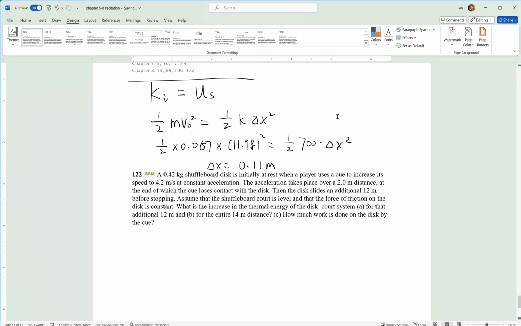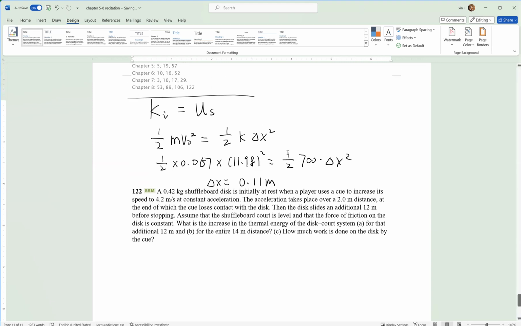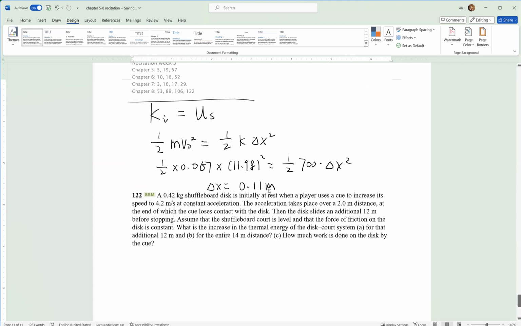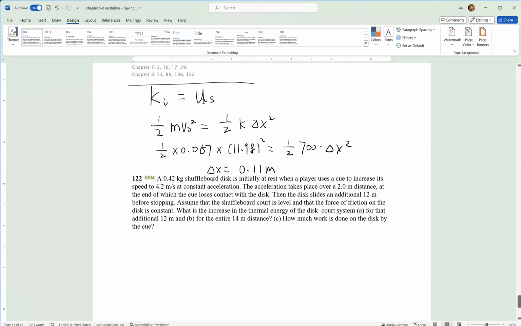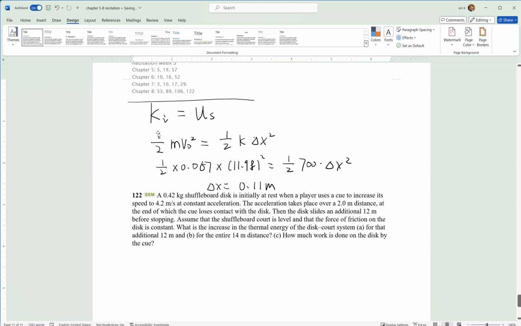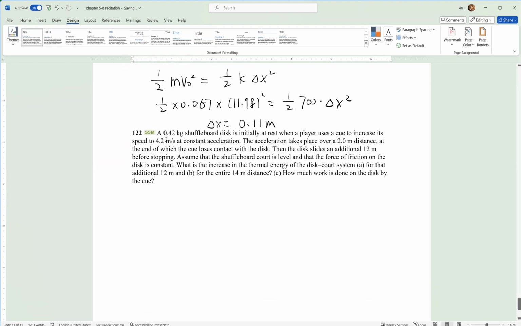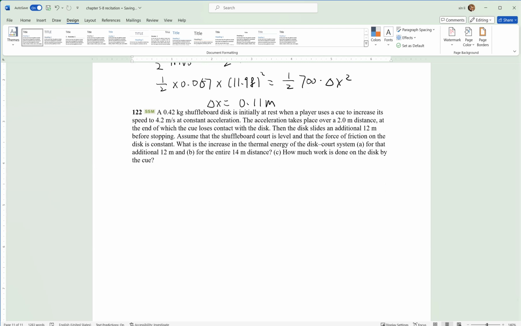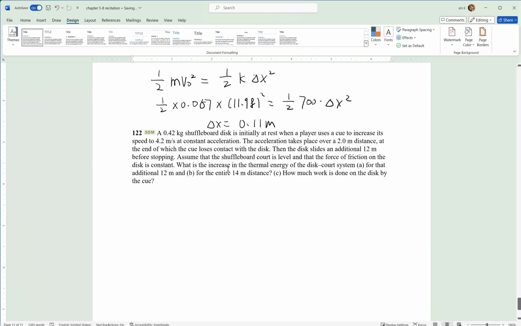Okay. Yeah, use this. This is much easier than doing other things because the delta x is very small. So yeah, use this. You are going to get the potential energy from the spring all goes to the kinetic energy of the ball. Okay, so we can use that.